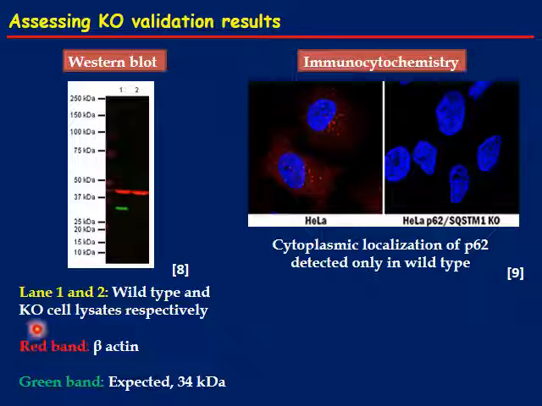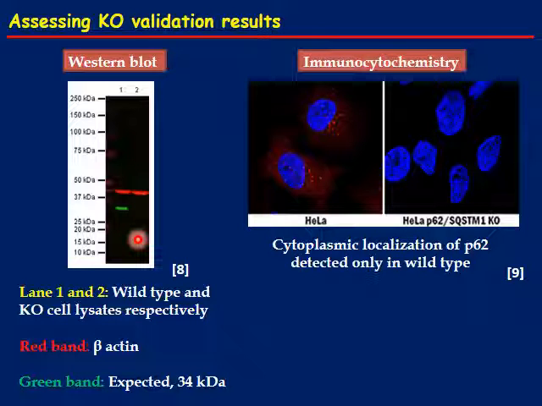Say in this Western blot result, lane 1 is for wild type cell lysates, lane 2 is for knockout cell lysates. There is ubiquitous expression of the housekeeping protein beta-actin, represented by a red band. So there is equal loading of the protein in both cases, whereas the expected 34 kilodalton band is only present in the case of wild type. It is completely absent from the knockout case.